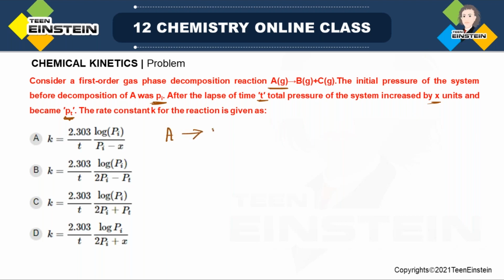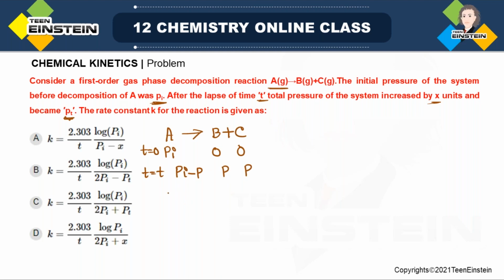First we will write this equation. Remember, this is gaseous equation. Initially the pressure is Pi. B and C, these two are not present, so I am writing 0 when time is 0. When time is T, now some amount of Pi that will be consumed. So suppose the remaining amount is Pi minus P. So the amount of B, that will also be P. Amount of C, that will also be P.